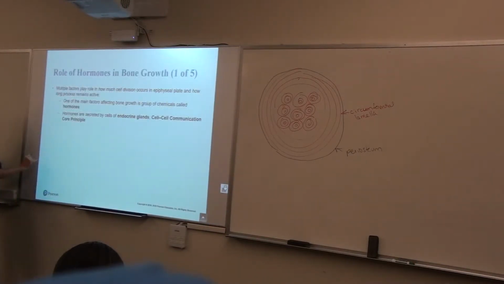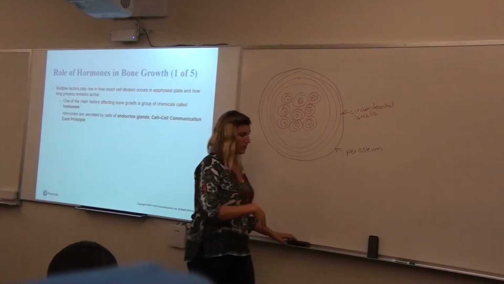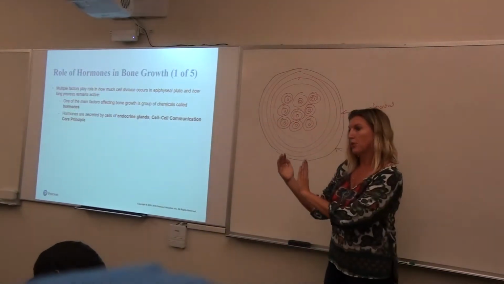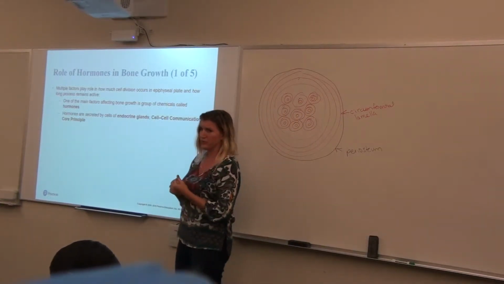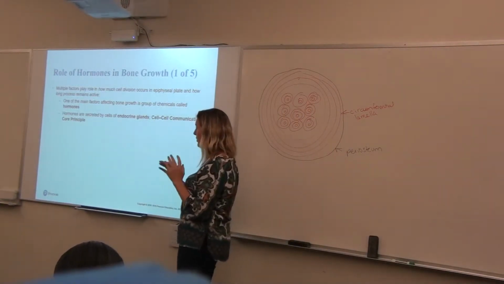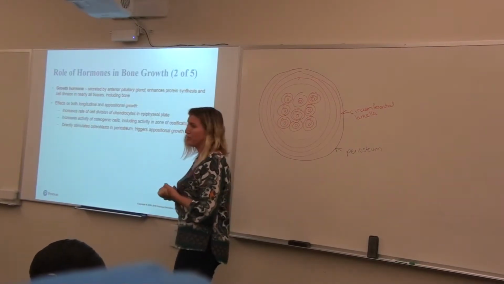Okay. All right. So there are lots of hormones that play a role in all of this. The gene mutation in the cartilage for achondroplasia is one way bone growth can be affected, but we have lots of hormones that play a role also. We briefly mentioned estrogen when we talked about osteoporosis, but there are some other ones in there.